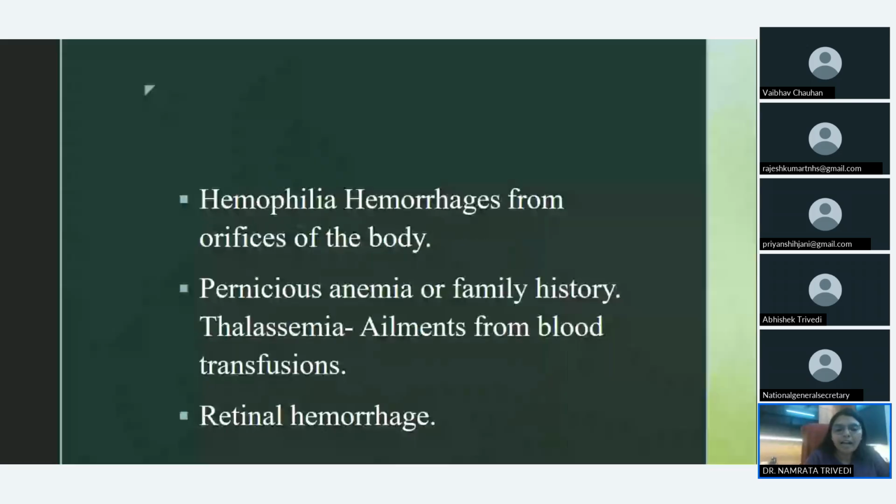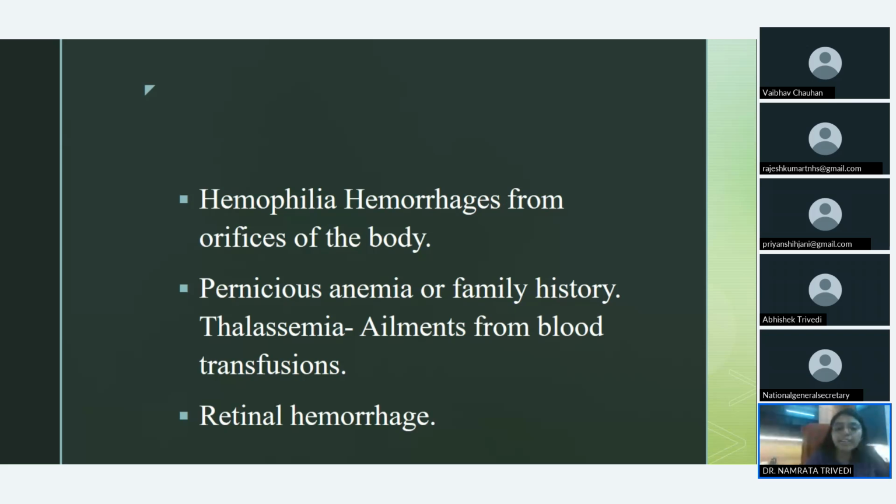Carcinosin is also used in hemophilia. Hemophilia is a genetic disease with a deficiency of blood clotting factor. Carcinosin can be used in hemophilia when there is hemorrhage from any orifice of the body. Carcinosin can also be used in pernicious anemia or any family history of pernicious anemia. Pernicious anemia is an autoimmune disease in which there is a deficiency of intrinsic factor and no absorption of vitamin B12.